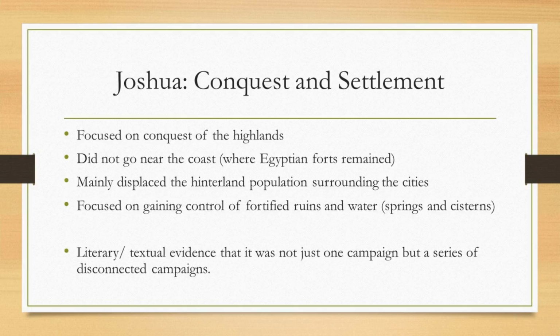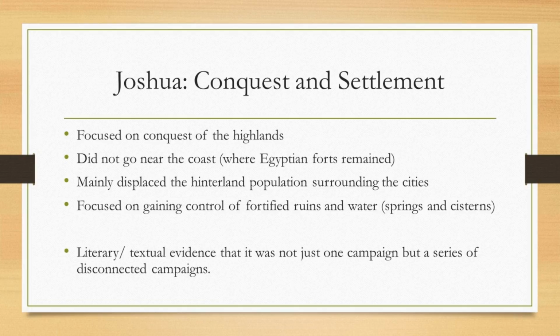Now, what we see when we look at the literature in the book of Joshua, and we look at the type of conquests that they made, something striking comes up very clearly, and that is the main focus of the conquest is actually to gain control of fortified ruins. So they have a few fortified sites that have strong natural springs and strong, well-established cisterns. What they were trying to do was gain control of the water in the hinterland. When you have control of the water, then you have a population that can thrive and can be strong. Without water, you can't survive. So that was the goal.